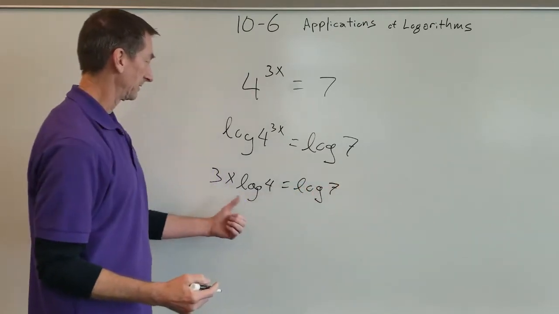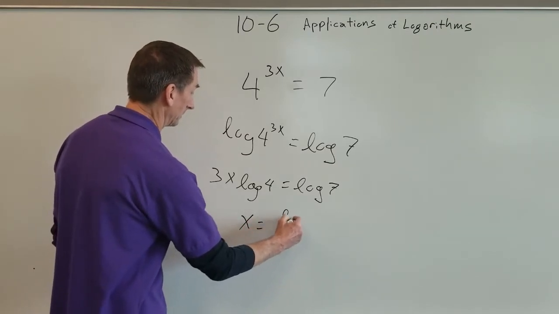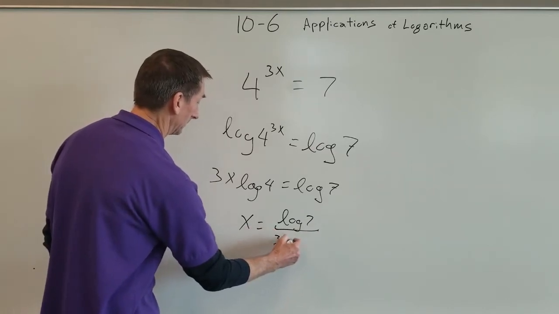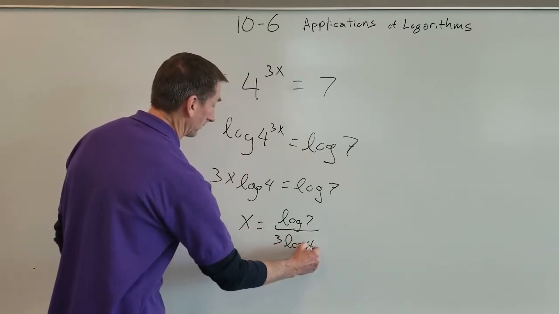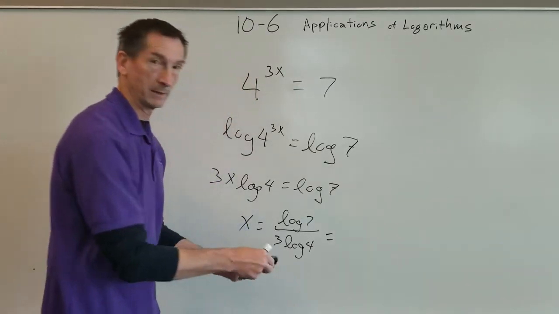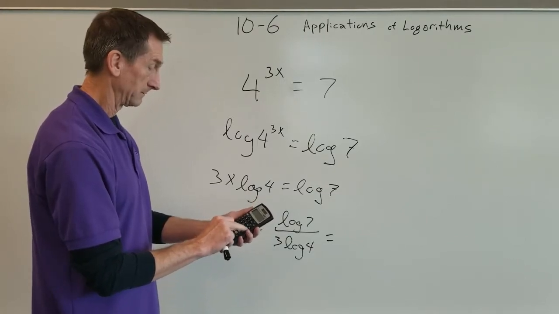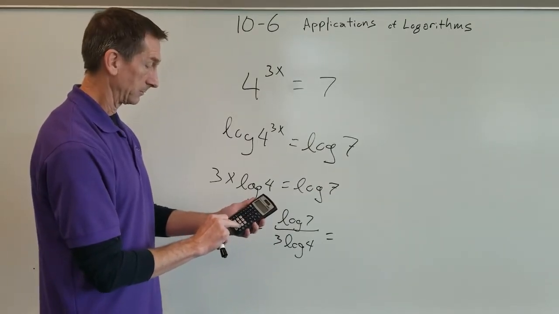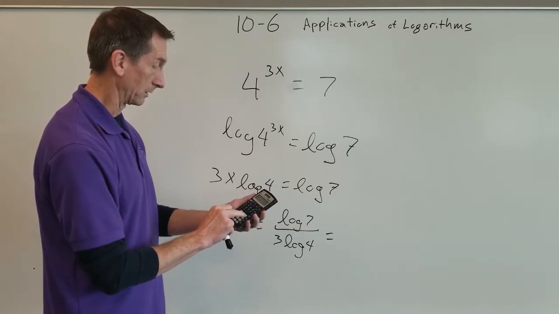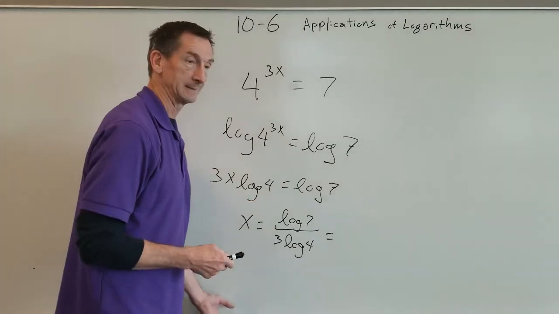And now it's just a matter of algebra solving for x. I can say x is equal to log 7 divided by 3 log 4. And that's an easy thing. I can punch that in my calculator. Log 7 divided by 3 times log 4, close parenthesis, 0.468.